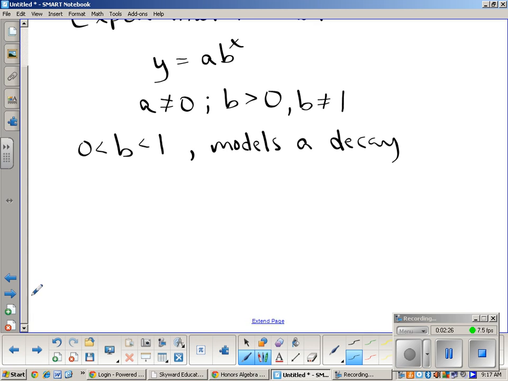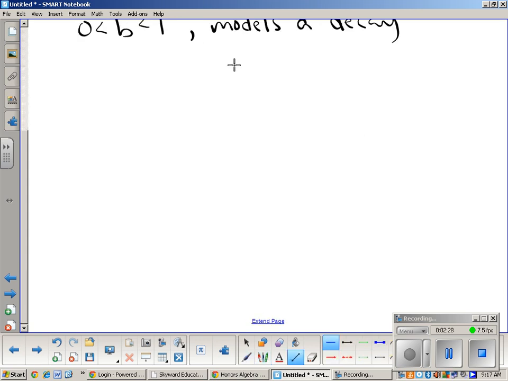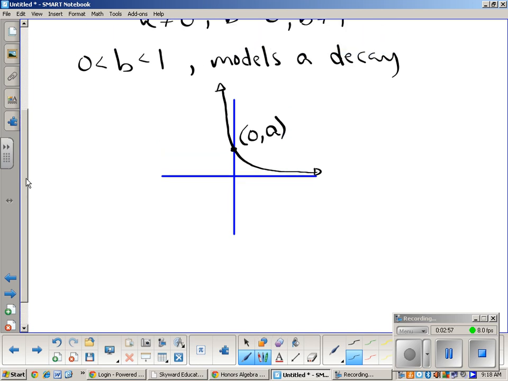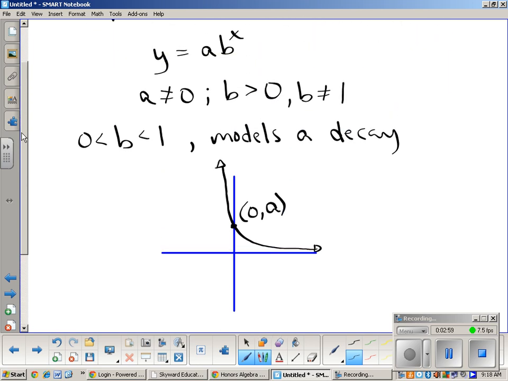And that graph is going to look like this. Okay? And this point right here is (0, a). Okay? Slide back up a little bit so we can see the model. Let's think about why that point is (0, a).